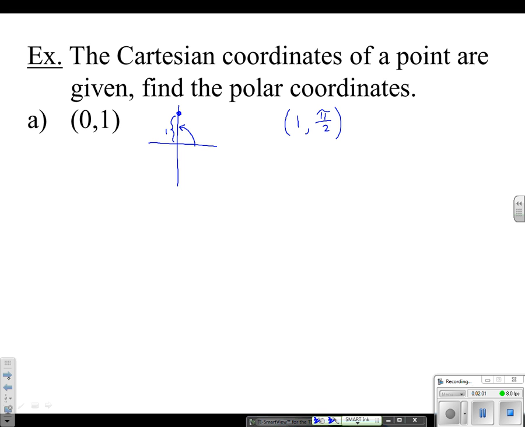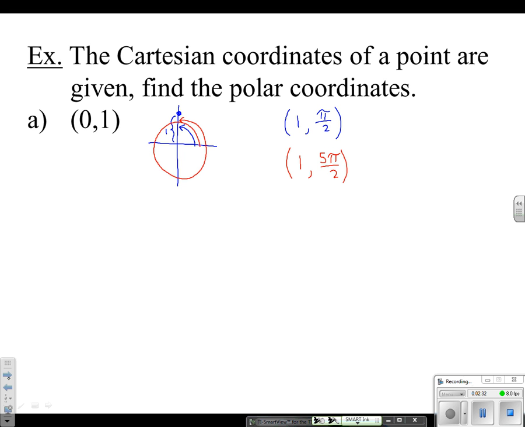Now, polar coordinates are not unique. So there are other ways to express the same point. It's possible to go around the circle once and then stop. That would still be radius of 1, but this time it would be 2 pi plus pi over 2, which would be 5 pi over 2. So that would be another way of expressing the same point.